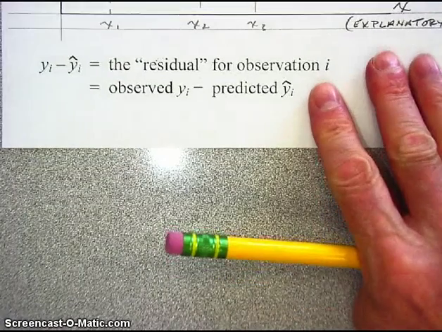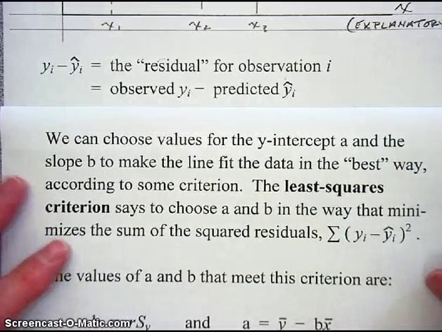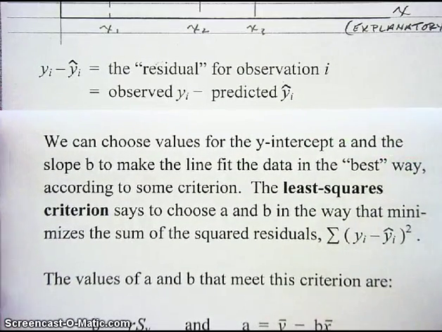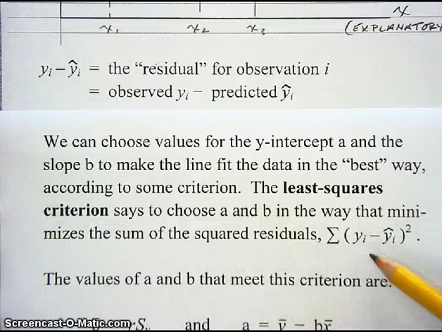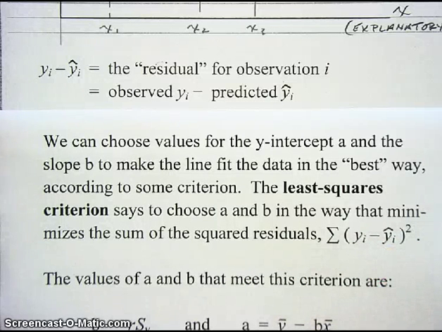Now we have the right to choose which values we want to use for the y-intercept A and the slope B to make the line fit the data in the best way according to some criterion. We can choose what criterion we want to follow, but historically the one that has survived the best in the intellectual marketplace for the last 200 years is the so-called least squares criterion, and that says choose values of A and B in the way that minimizes the sum of the squared residuals. So here is a residual, we square it, and then we add up all the residuals for all the points in our scatter plot, and then we try to minimize that quantity.